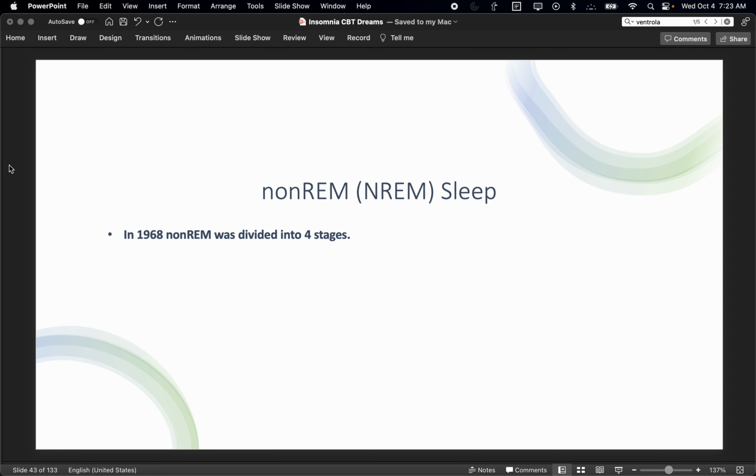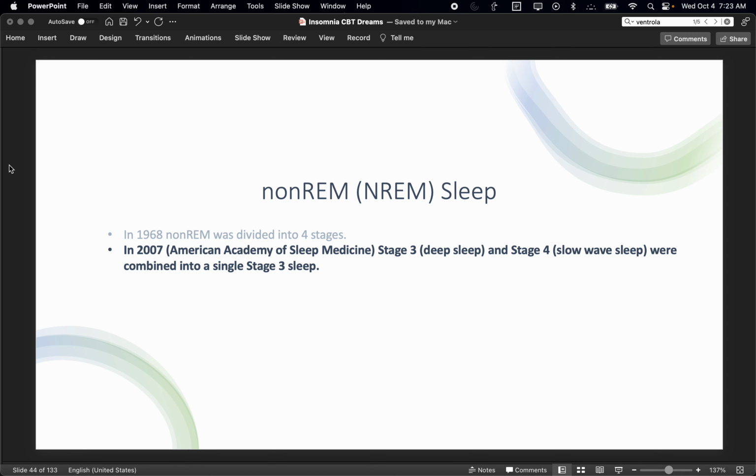Non-REM was originally divided into 4 steps, because they had this idea of deep sleep and slow wave sleep when they first did this back in the 1960s. In 2007, over 15 years ago, the American Academy of Sleep Medicine combined stage 3 and 4 into a single stage and just said stage 3. So non-REM for quite a while now only has 3 stages.